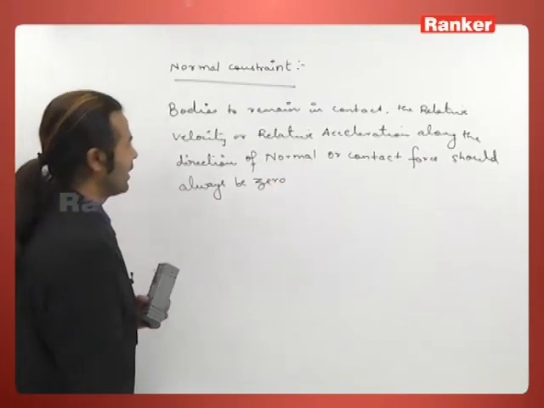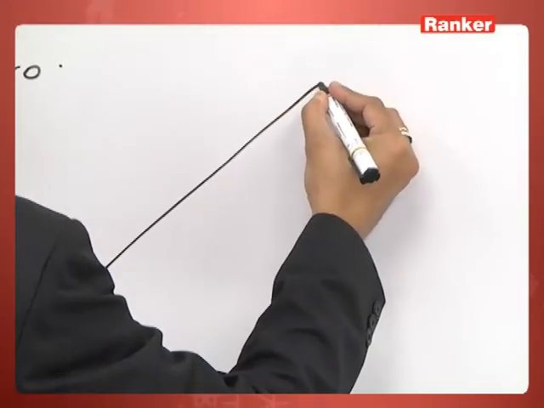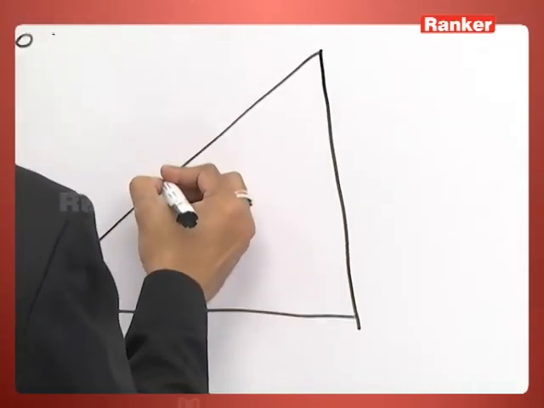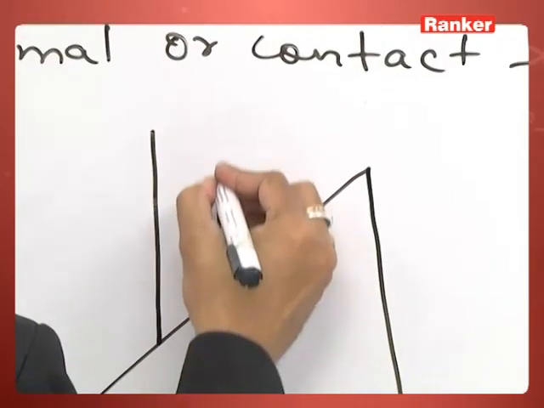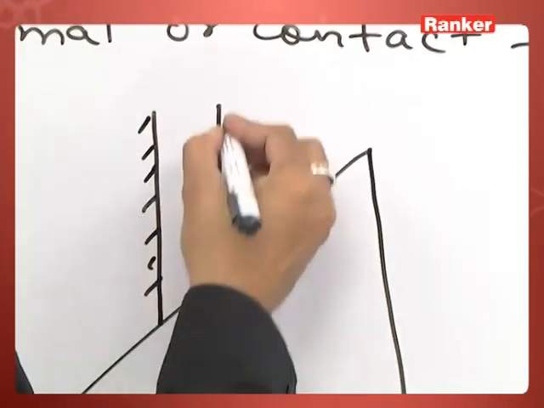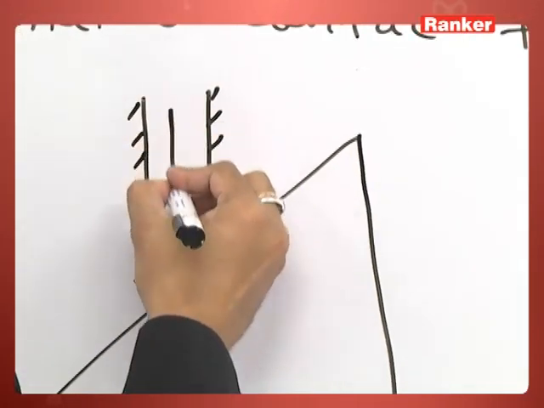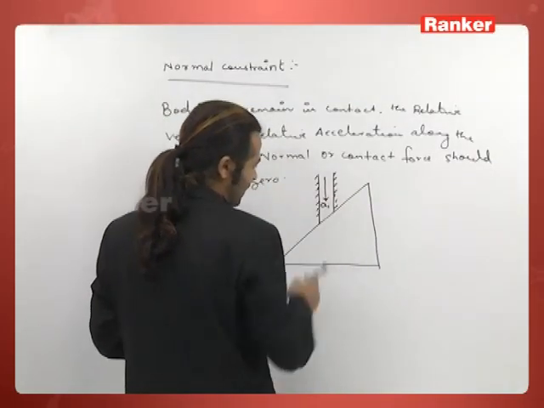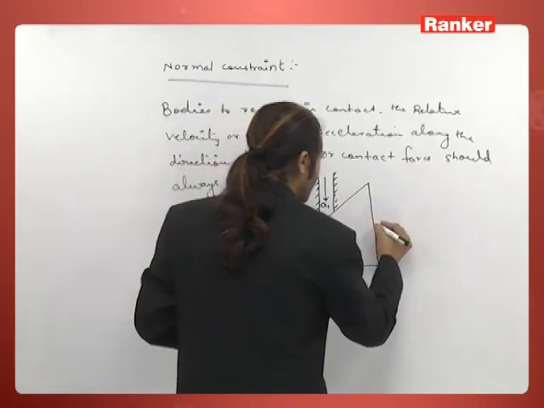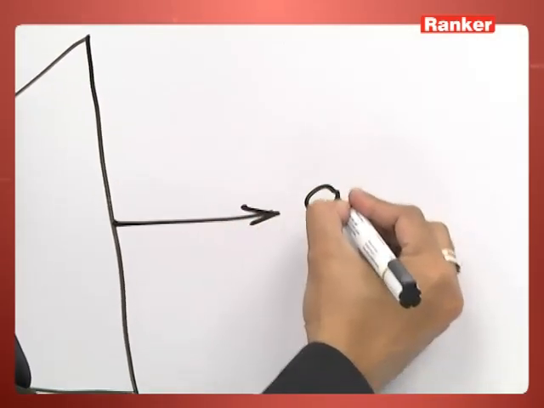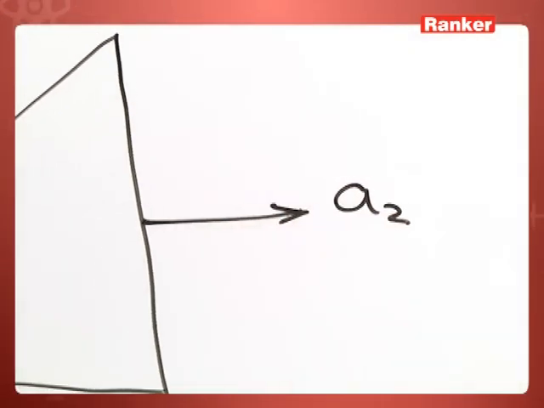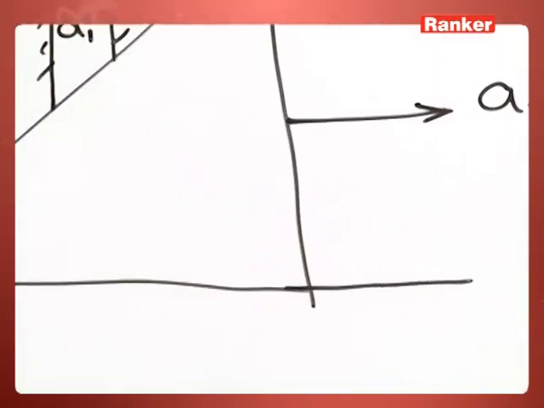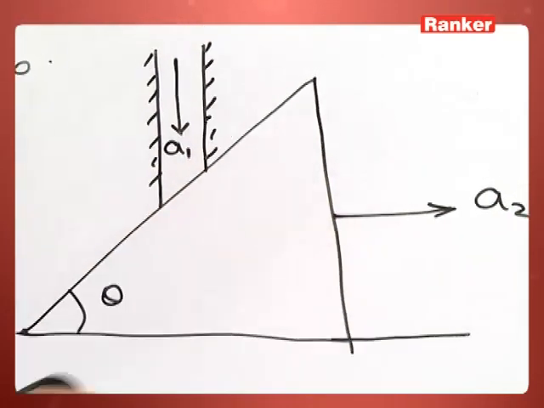For an example, let us say this is a wedge and this is the body which has to move in this direction. Let us say this body is accelerating downward with an acceleration a1. This wedge is moving forward with an acceleration a2. This angle is theta. We need to find out the relationship between this acceleration and this acceleration.